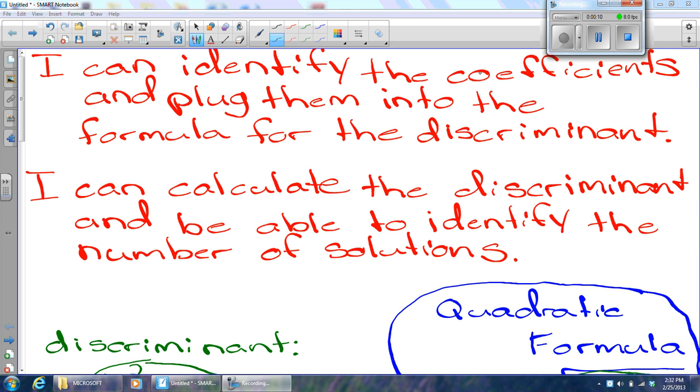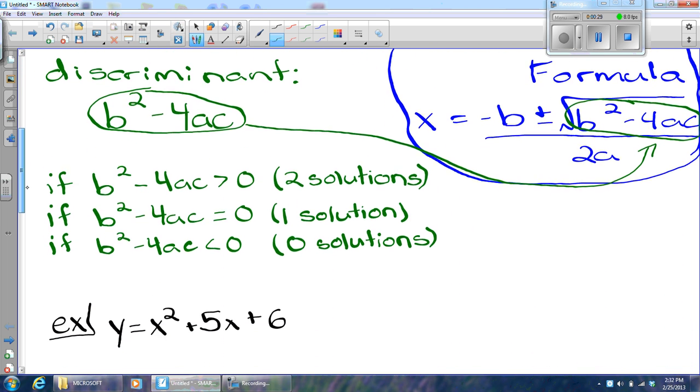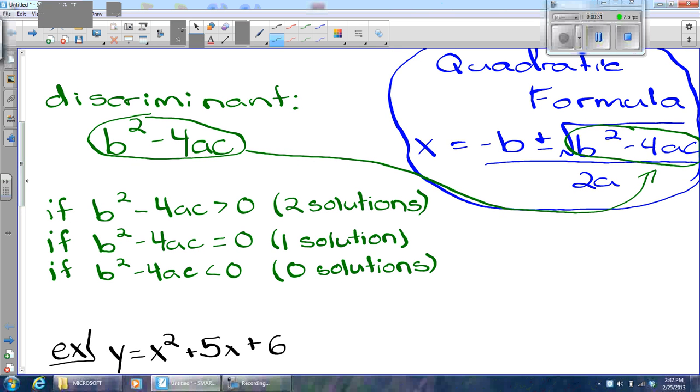So after the end of this video and probably class, you will be able to identify the coefficients and plug them into the formula for the discriminant and calculate the discriminant and be able to identify the number of solutions. So the discriminant is going to tell us how many solutions we will have.